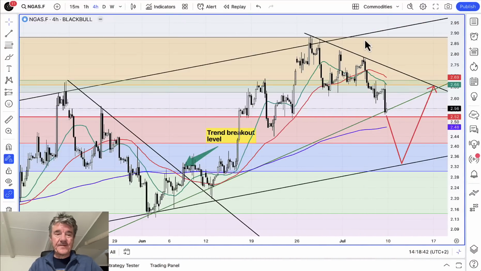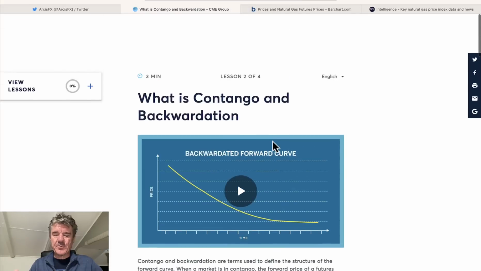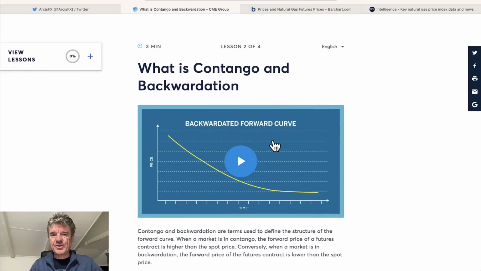a wee bit. I've got the natural gas chart on here. This is the 4-hour chart of my contract, August contract at Black Bull Brokers. You can see what it looks like. I put a few lines on here and things, moving averages, and we'll have a look at that in a minute. But first of all, I want to talk about Contango and backwardation, and there seems to be a little bit of confusion about what these are.